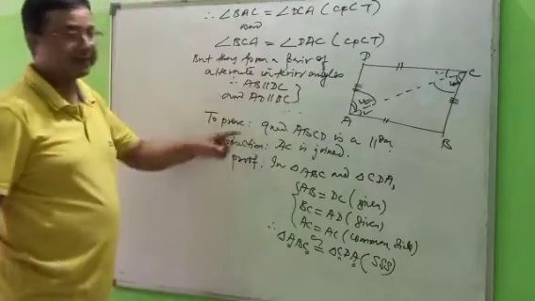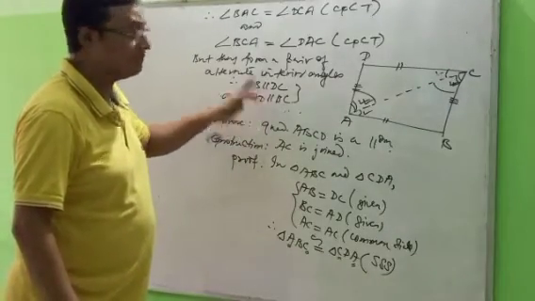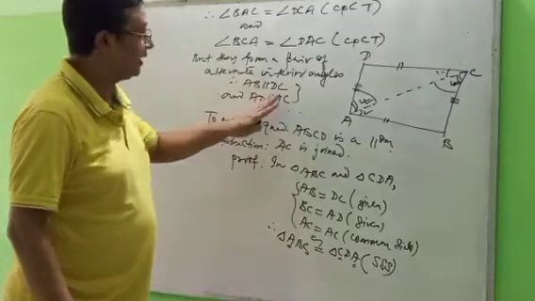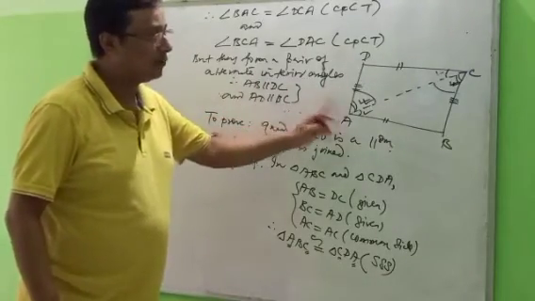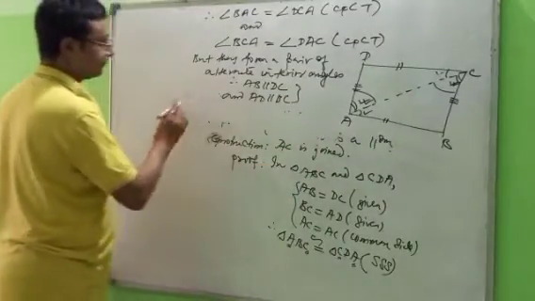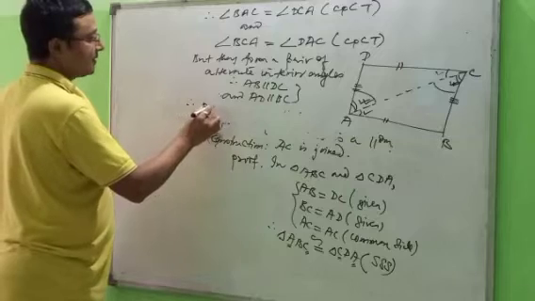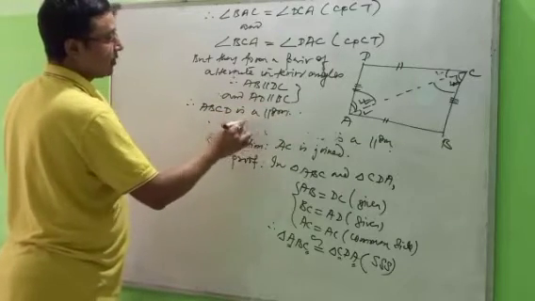Now here you got that the two pairs of opposite sides are parallel. That means if both pairs of opposite sides in the quadrilateral are parallel, then the figure will be called a parallelogram. Therefore, ABCD is a parallelogram. So it is proved.